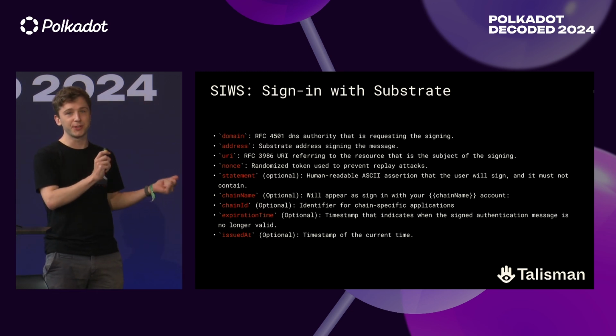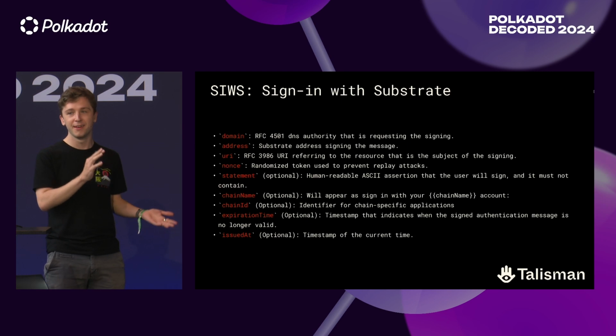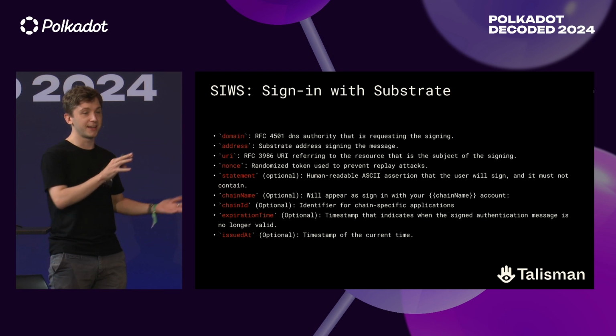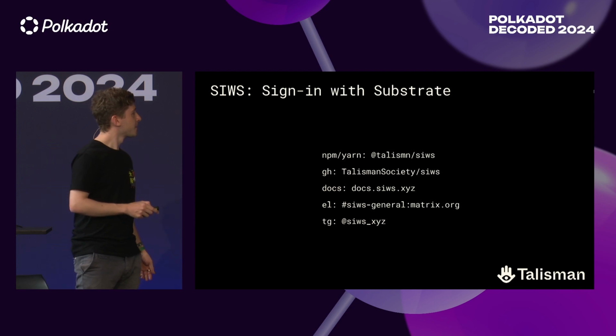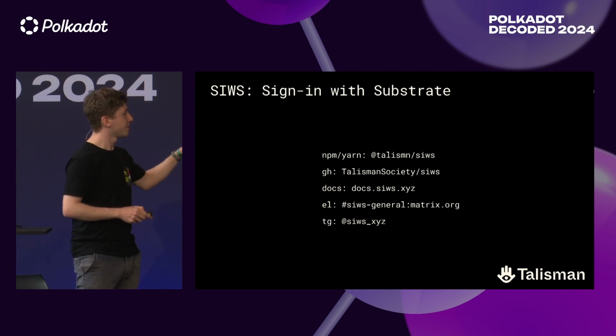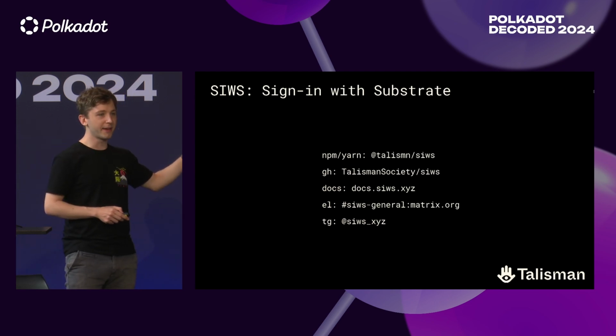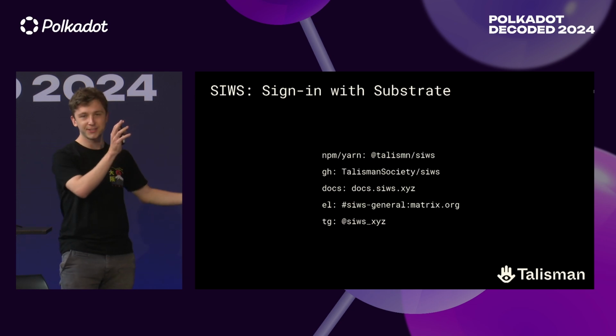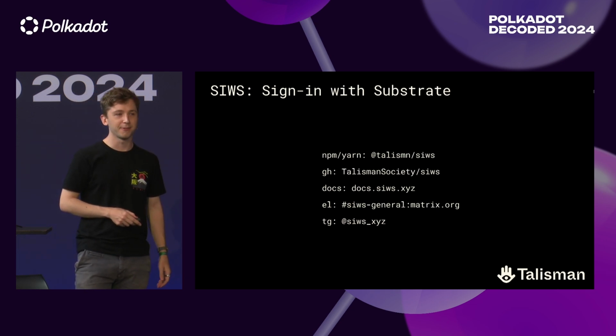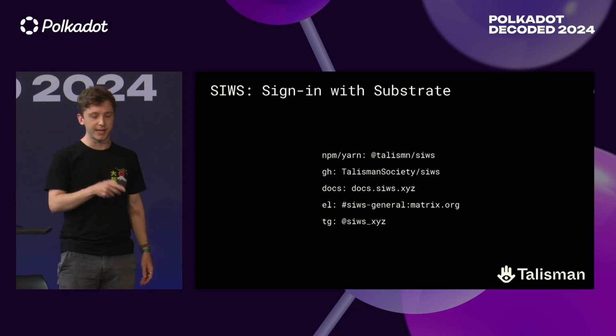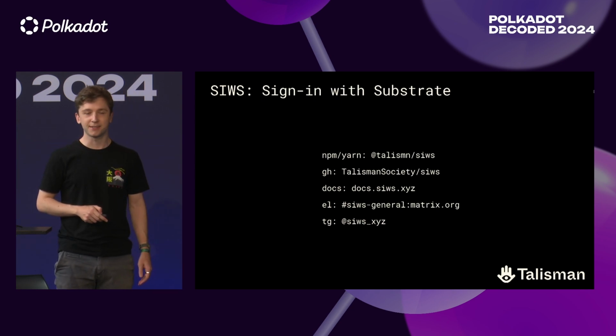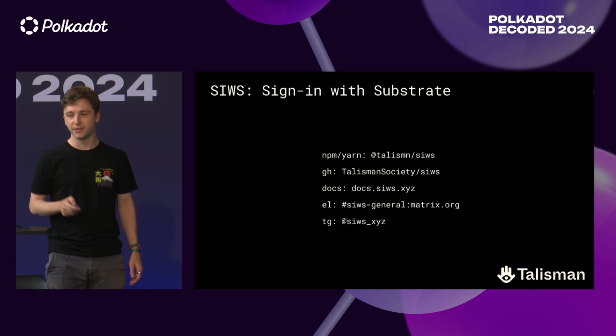It's very similar to what you've experienced with Signin with Ethereum, if you have experienced using that in that ecosystem before. And there's documentation. It's available on NPM and Yarn, all of the good stuff that you'd expect from a node library. We've got you sorted. And there's also some support channels in Element and Telegram if you want to contact the team and use the product or use the library.